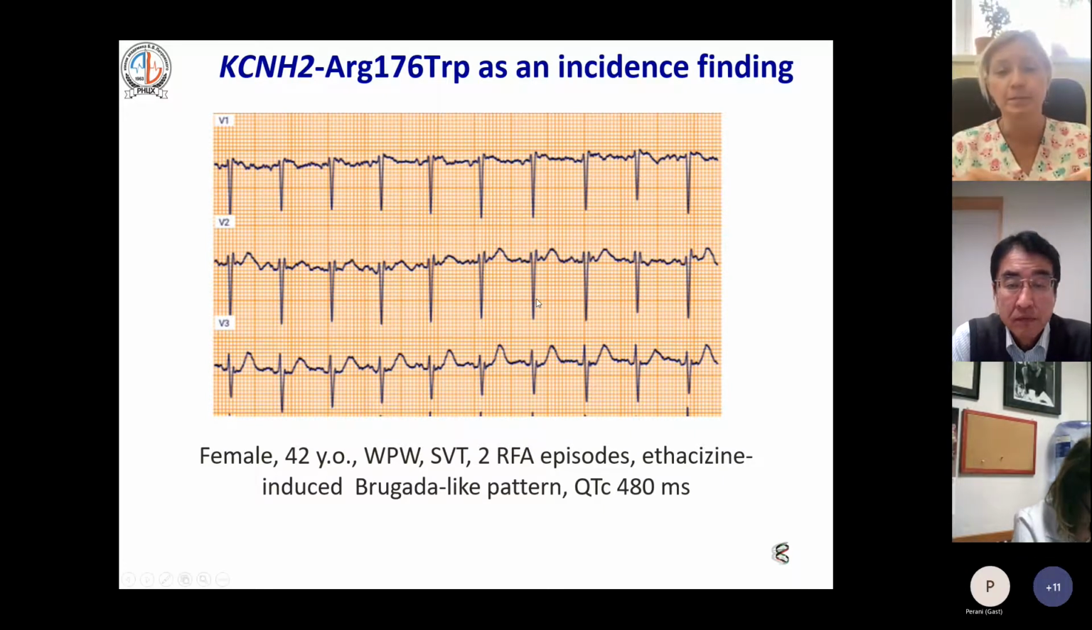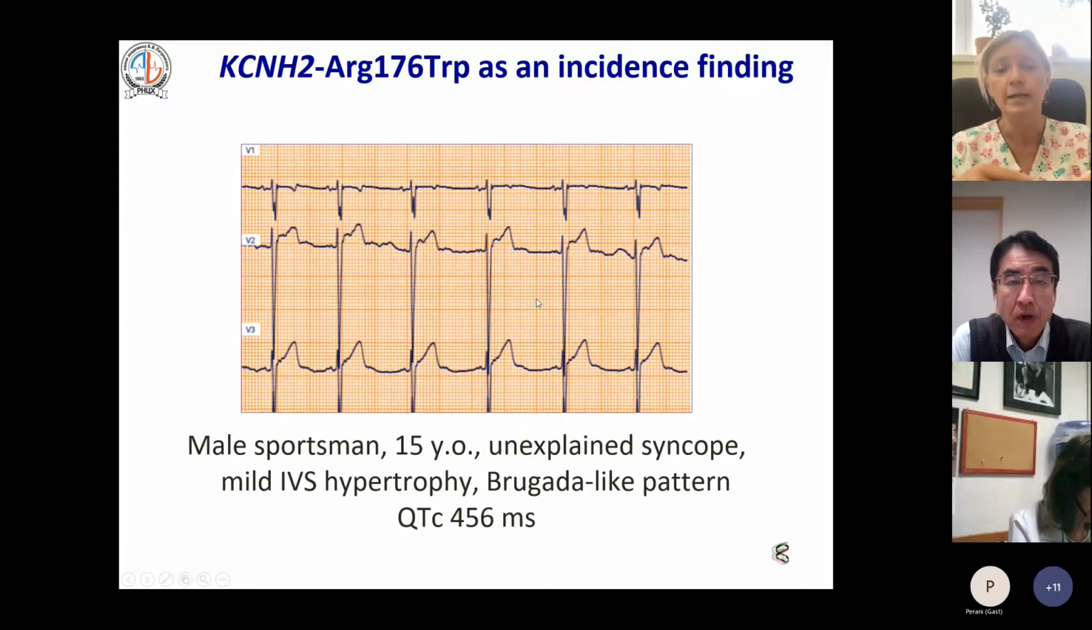And next slide, please. And another example of the same situation, when real QTc measurement was performed only after genetic analysis. We did not find anything related to Brugada syndrome, only this finding. And after the positive genetic test, QTc was remeasured, and it was found too long for this male sportsman.